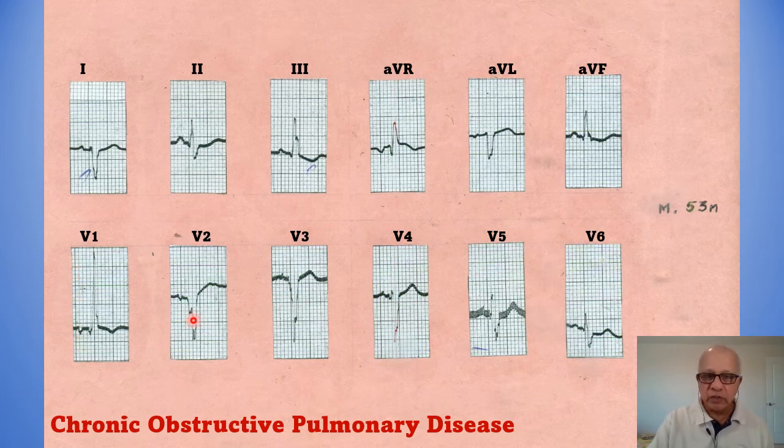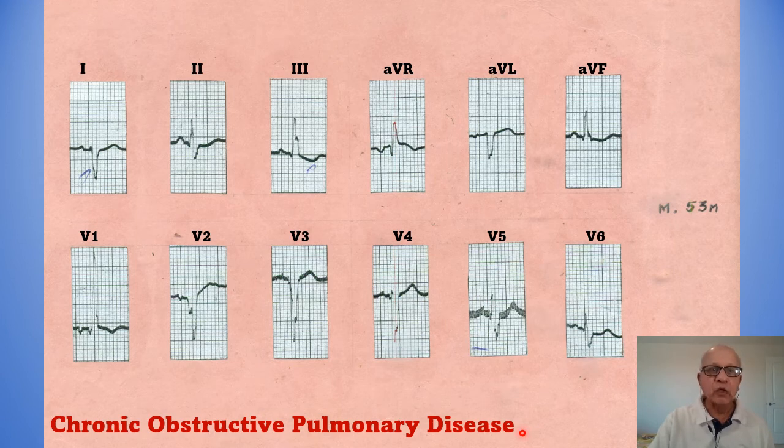Now following this, you can see a QS pattern in V2 and V3. Of course, V4 shows a small R wave here. And V5 and V6 are showing very small R waves and a significant S wave also. You can see S waves in V5 and V6.